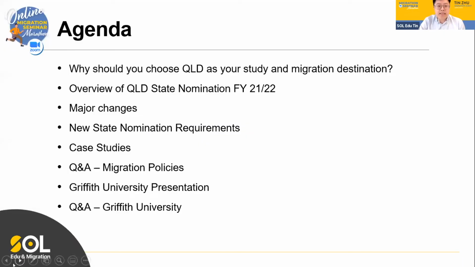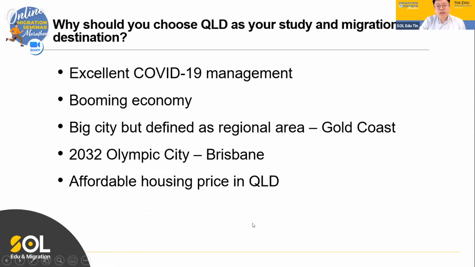Okay, let's have a look at today's agenda. If you are currently studying in Australia, or you are planning to study in Australia, why should you choose Queensland as the study and migration destination? Then some overview of the Queensland State Nomination quota for this financial year. I will compare some major changes between last financial year and this financial year, and any newly updated state nomination requirements compared to last year. I will give you some case studies of successful cases from us. And I will do the Q&A before I pass it to Sam to talk about Griffith University's excellent programs and scholarships.